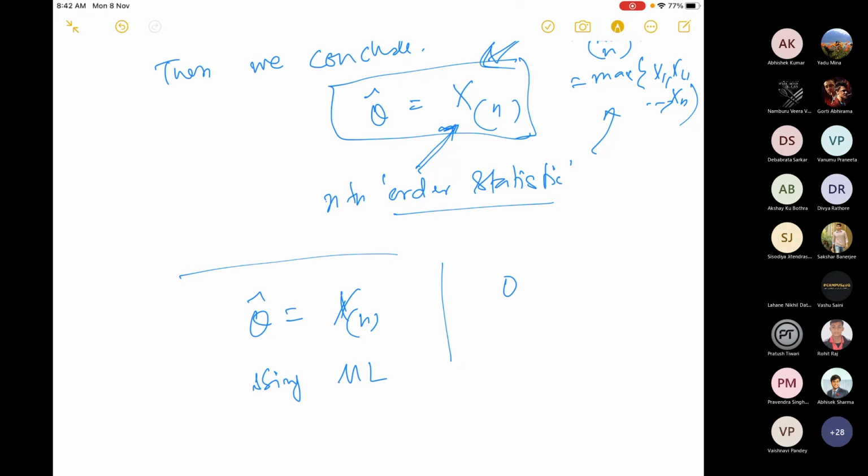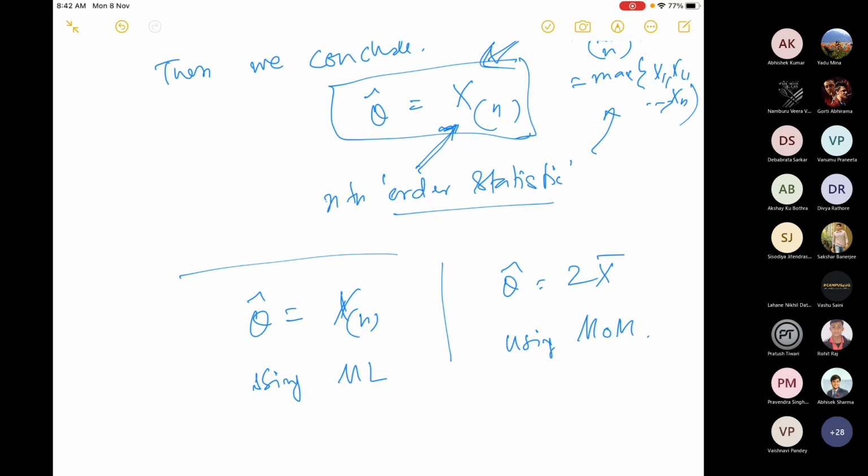And using MOM, this was 2x bar. This was using what is called MOM. So then the question is, which one will you consider as the estimator? I am only talking about two methods. One is moment method, MOM, another one is maximum likelihood. But you can have other methods also. Using other methods, you may get different estimators also.